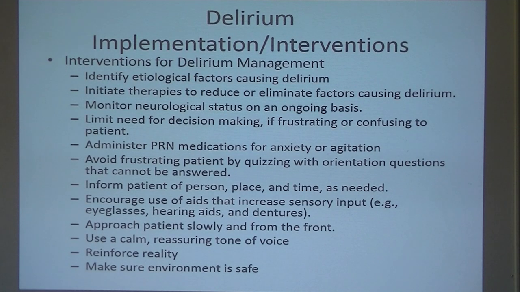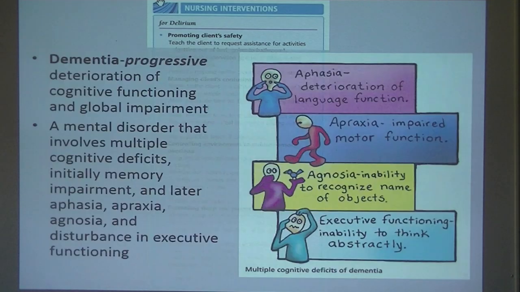Some interventions for patients with delirium are to, of course, identify and treat the condition that's causing it, monitor their neurological status, and avoid frustrating the patient, which means you're not going to want to quiz them with orientation questions because we know that they're not going to be able to answer them. And we can't expect them to make decisions as well. So we're just going to have to reorient them as needed and make sure their sensory aids are on. You're always going to want to approach these patients from the front and slowly so you don't startle them, and also make sure that the environment is safe.